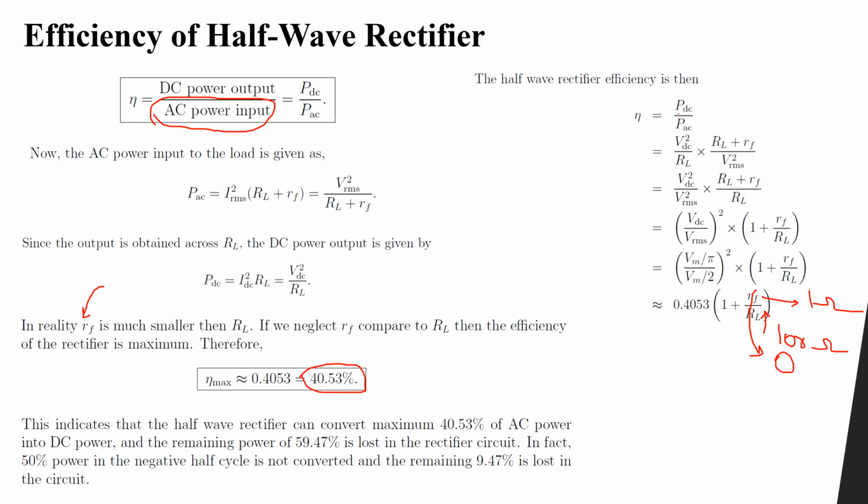Now why is this? If you remember, the half-wave rectifier only takes advantage of half of the wave, and the other half cycle is completely blocked, so we only take 50% of the power. That's why the efficiency is very low, 40.53%. And why is it not exactly 50%? Because there is a difference between average and RMS. The larger the gap between them, the lower the efficiency of the half-wave rectifier.